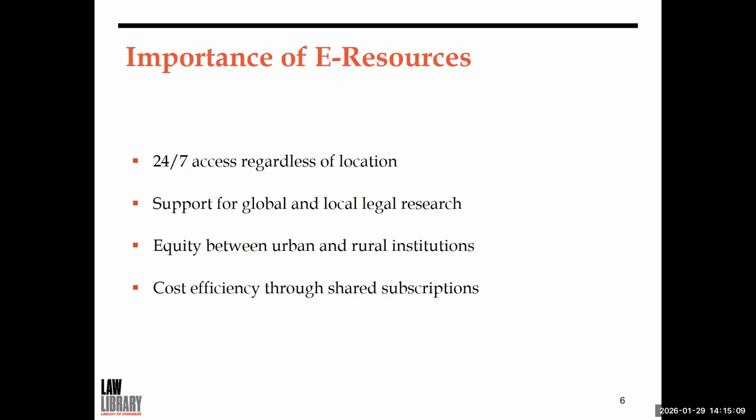Like at Kenya School of Law, internationally, we subscribe to LexisNexis Academic. We also have HeinOnline. Those are some of the databases or e-resources that we subscribe to. We also have ProQuest for ebooks, that is eBrary.